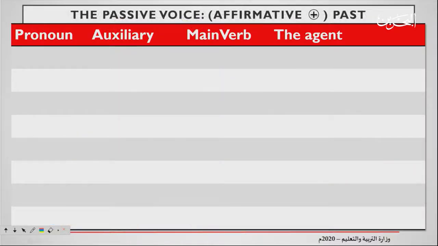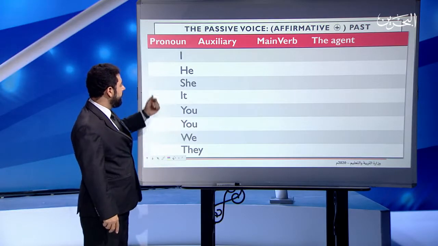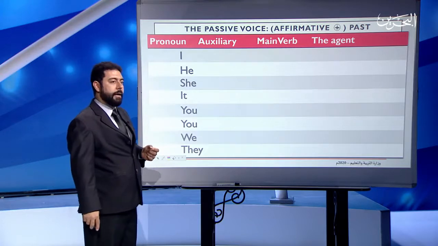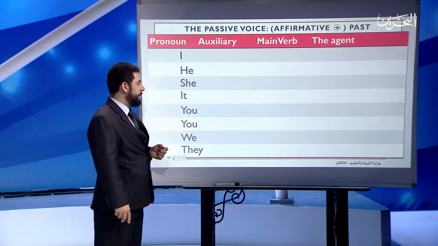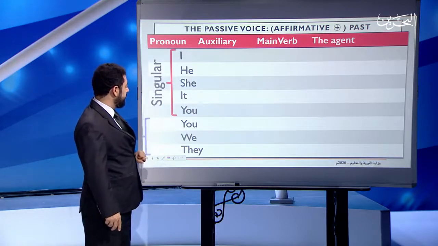Let's go over the past. This is the passive voice in positive sentences in the past. So we have the pronouns I, he, she, it, you, we, they. And then these are the singulars and these are the plural.